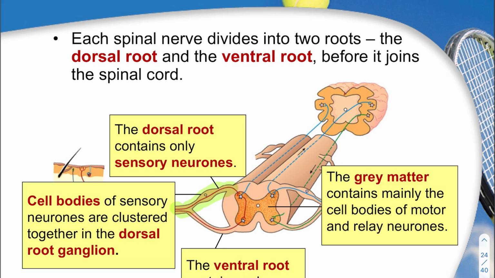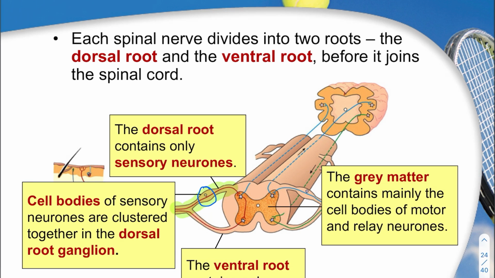On top of that, we can see that we do not combine the sensory neuron with the motor neuron. The dorsal root only houses the sensory neuron, and you would see that there is this bulge over here. This bulge is known as the dorsal root ganglion, and the cell bodies of the sensory neurons are generally clustered together in the dorsal root ganglion. So you will see a lot of cell bodies in this position.